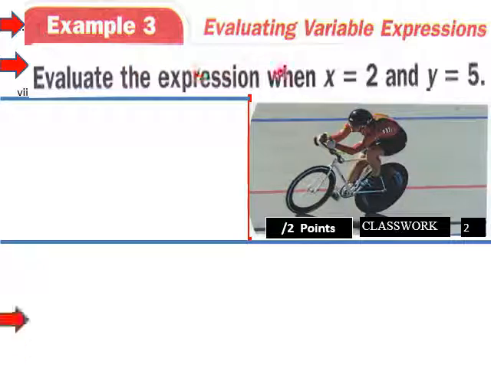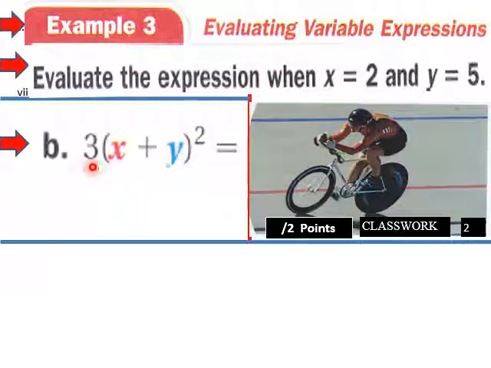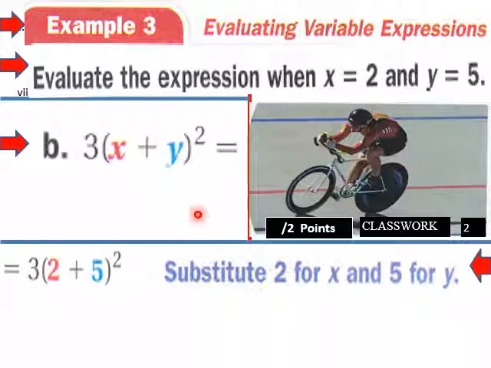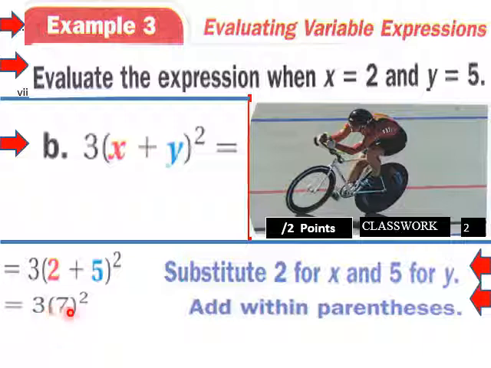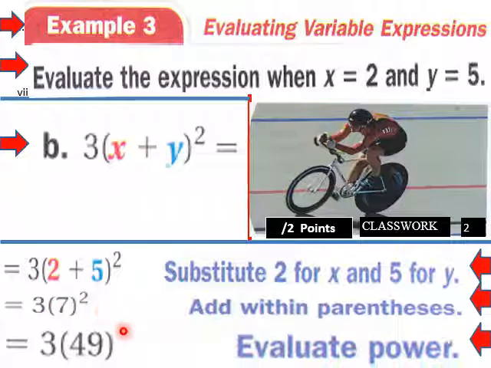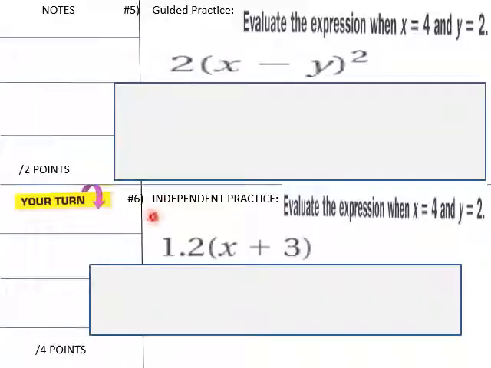And then evaluate the expression when x equals 2, y equals 5: 3 times quantity x plus y, squared. So now we plug in our values: 3 times quantity 2 plus 5, squared. And we have 3 times 7 squared. So we have 3 times 49, which would be 147 for this value here.